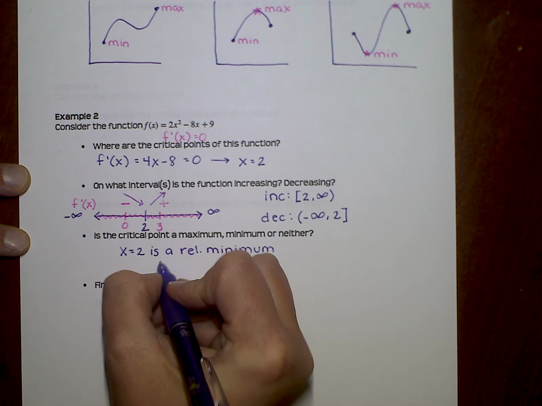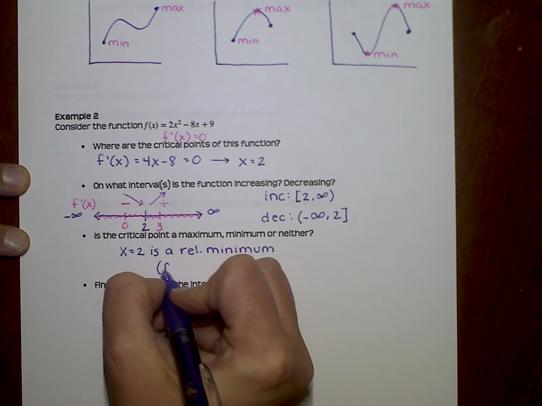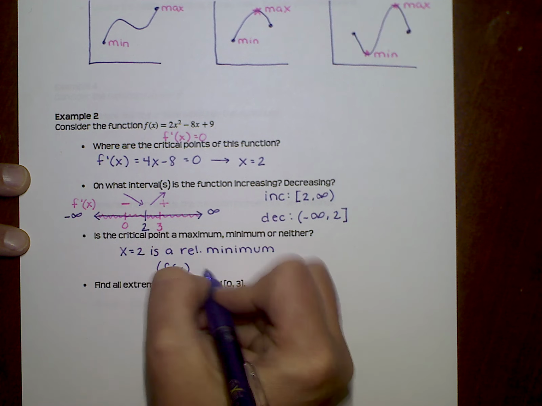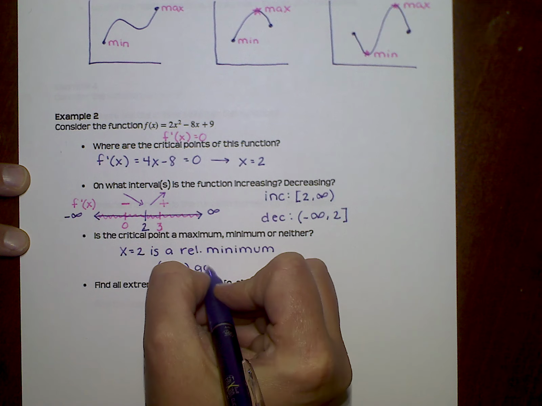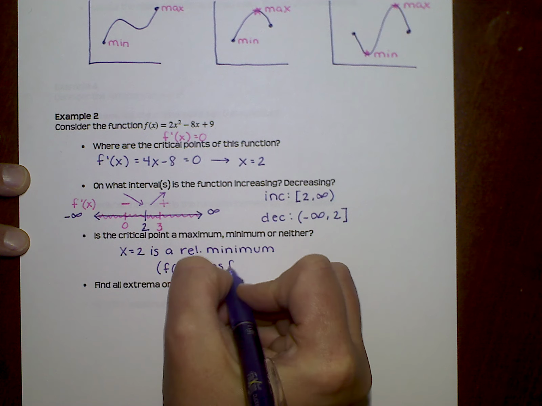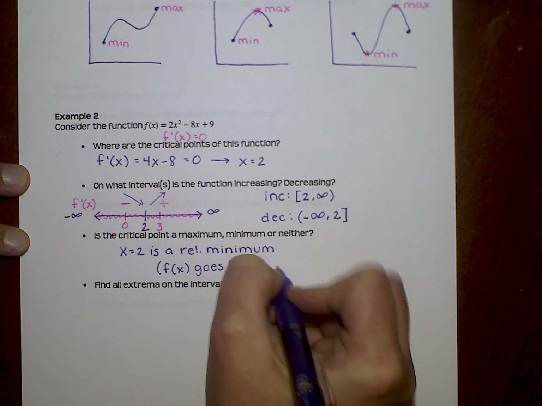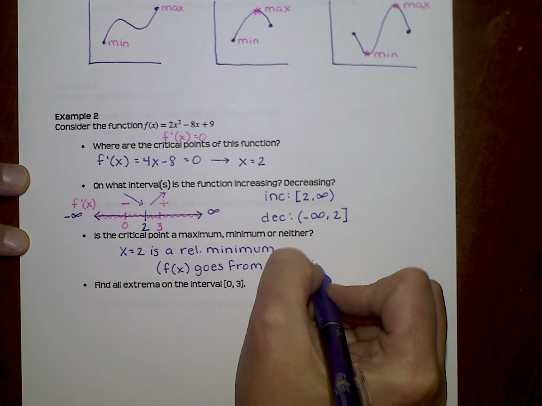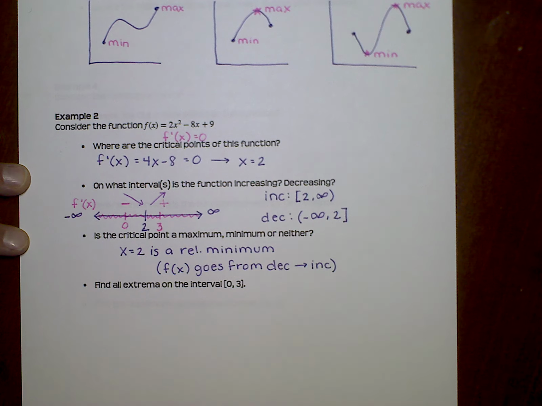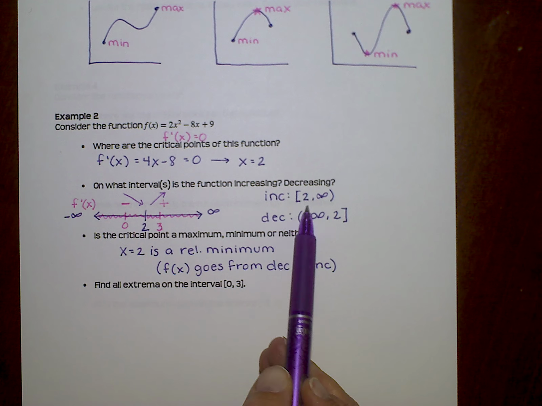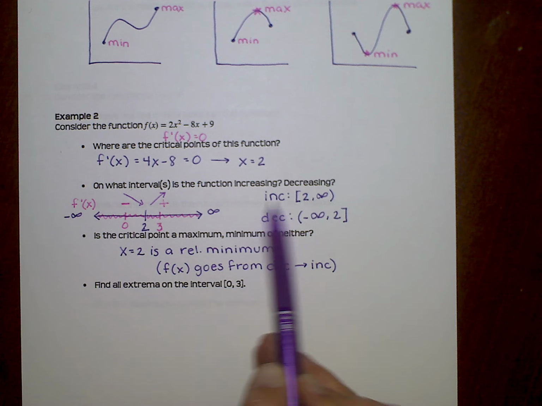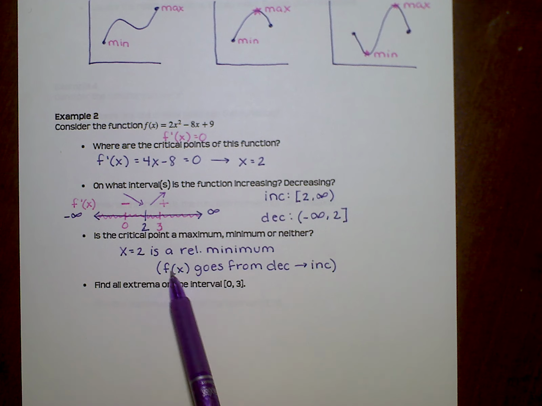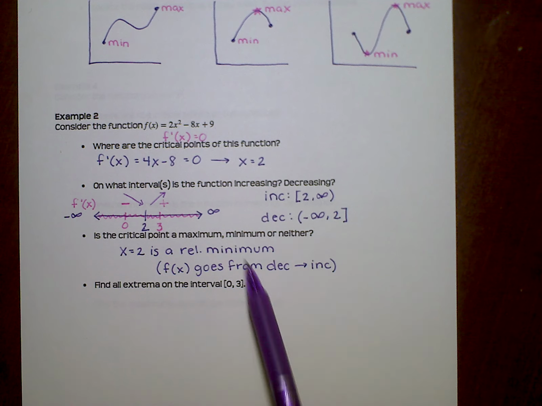And my reasoning here would be because f of x goes from decreasing to increasing. Now, I can say that here because I've already done the work to show that I'm decreasing here and I'm increasing here. So I can talk about what f of x is doing because I've already shown it.